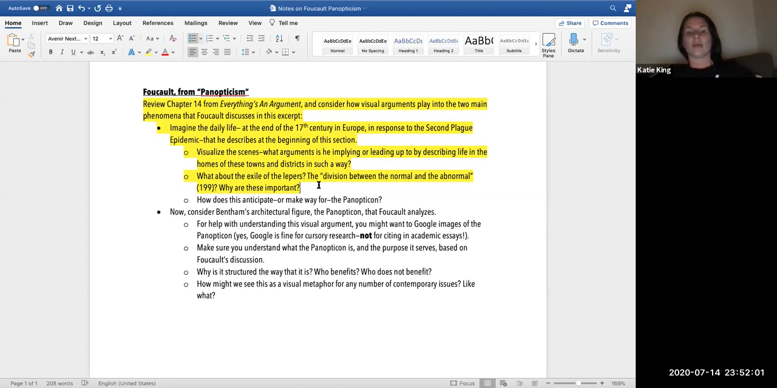And why? What about that? What about the division between the normal and the abnormal? So we've got this discussion of these towns, how things are managed during a pandemic, the way that normal and abnormal starts to be very much divided, and how we deal with it. The exiling of lepers, all of this stuff plays into one another, right?